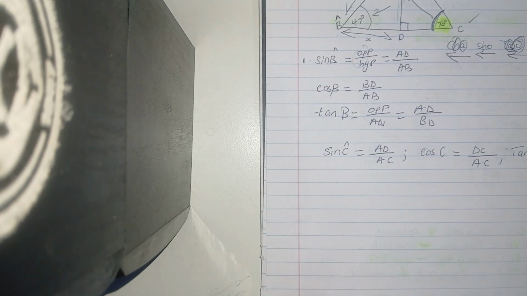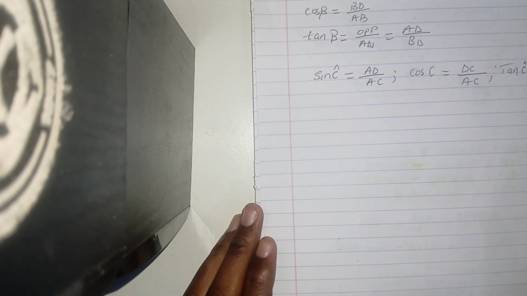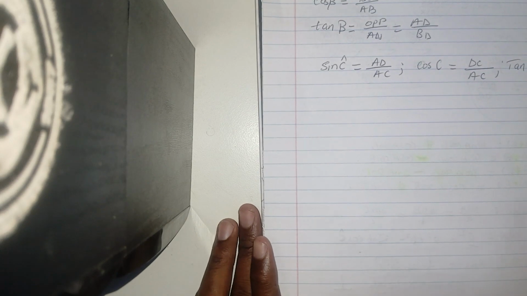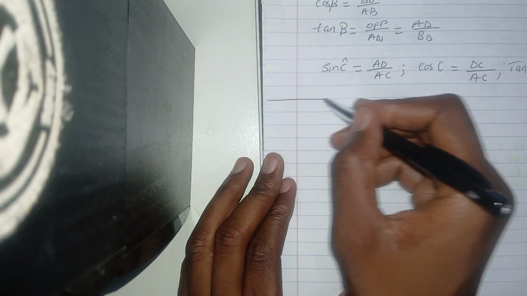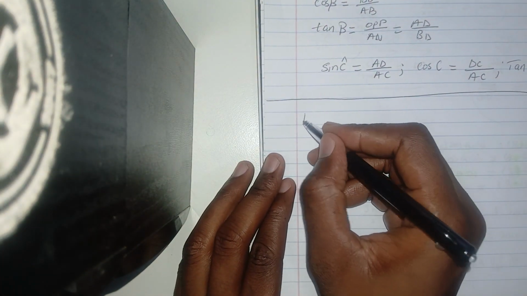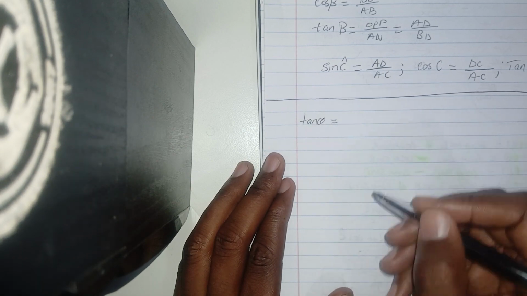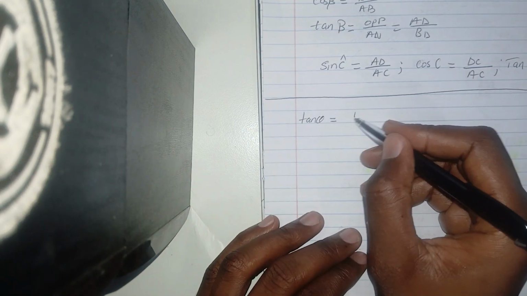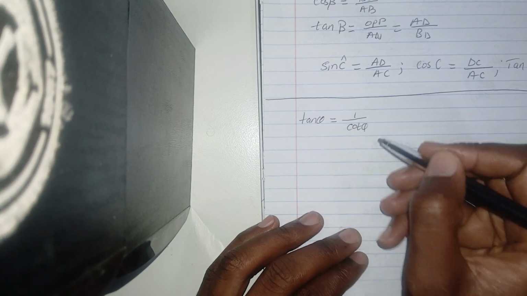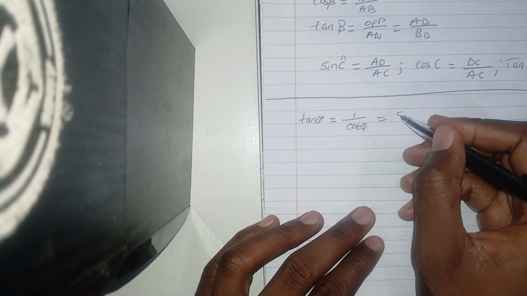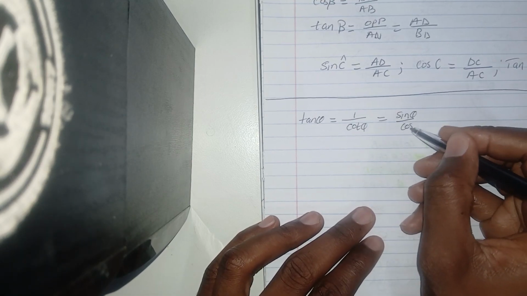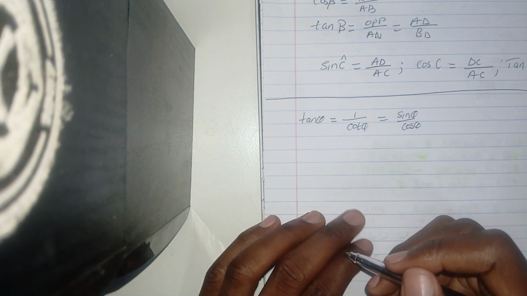let us now go to the examples, to some problems that you need to solve to practice those trig identities that I taught you. Another thing I need to remind you is that tan theta is equal to 1 over cot theta, right? And then it's equal to sine theta over cos theta, right?